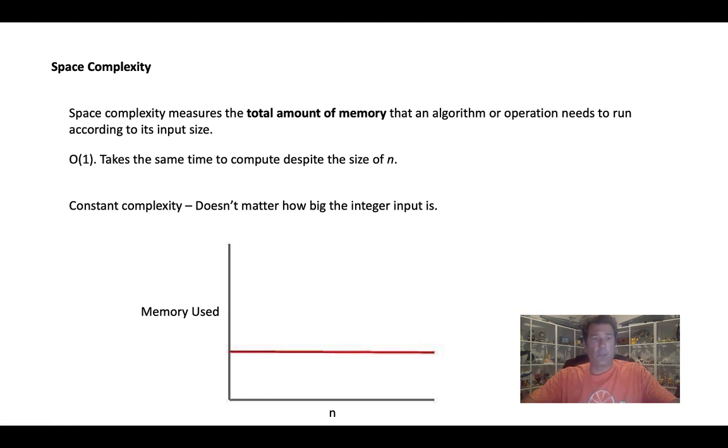And space complexity is the total amount of memory that an algorithm or operation needs. And this is just big O of 1. It's just going to take the same amount of space despite the size of n. And this is what's called constant complexity. It doesn't matter how big the integer input is. It's going to take the same amount of space.